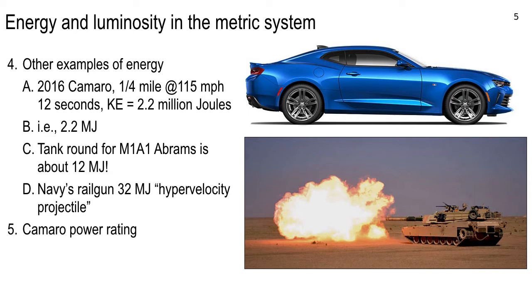Now, I want to develop the power rating for the Camaro. We know it's 2.2 megajoules, and we know that it develops that in a space of 12 seconds. So let's just take the average power rating here: 2.2 megajoules divided by 12 seconds. Type in 2.2 in your calculator, then hit the EE button and then the 6, that's 2.2 million, and then divide by 12 and you get 176,000. So that would be 176 kilowatts for a Bumblebee on the quarter mile.